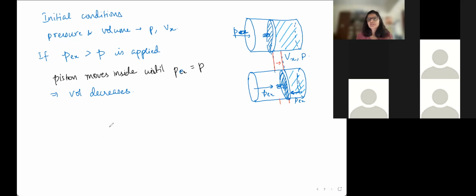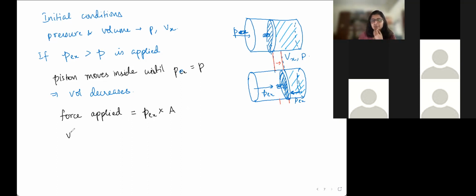Okay. So let's do some physical calculations on this. What is the total force applied? We applied external pressure, so what would be the force applied in moving the piston from here to here? External pressure into the area of the piston. Right, correct. So Pex into area. Pressure is force per unit area, so applying that directly, we get force equal to Pex into A.